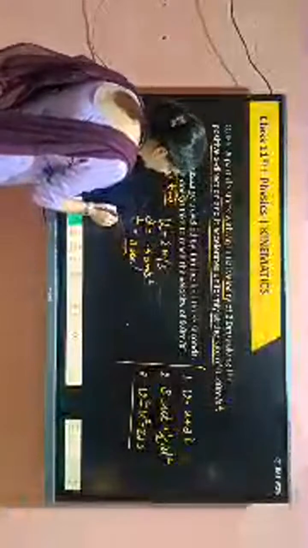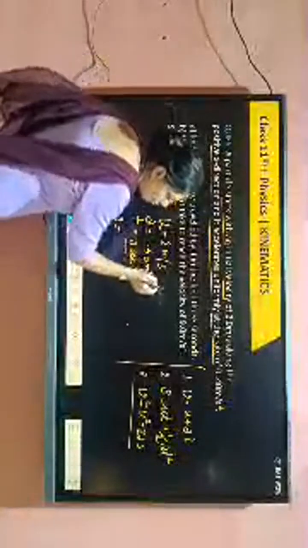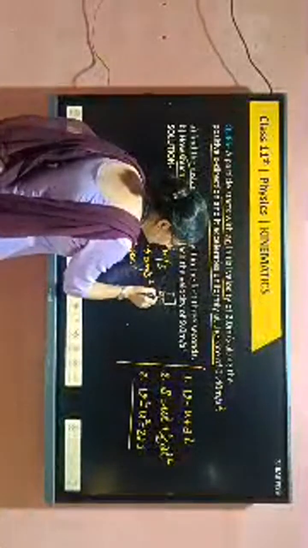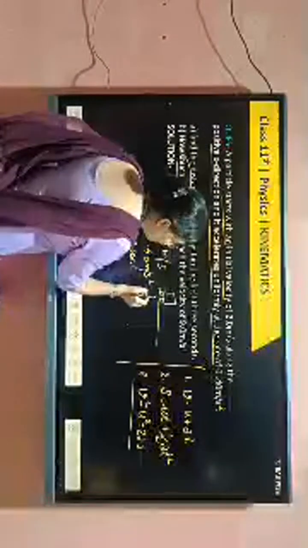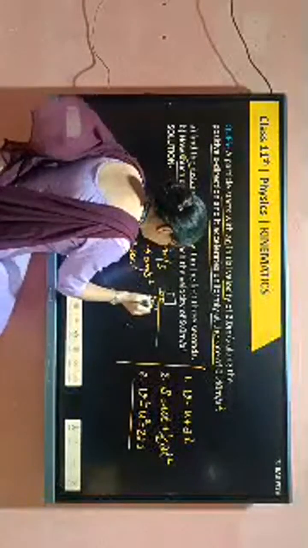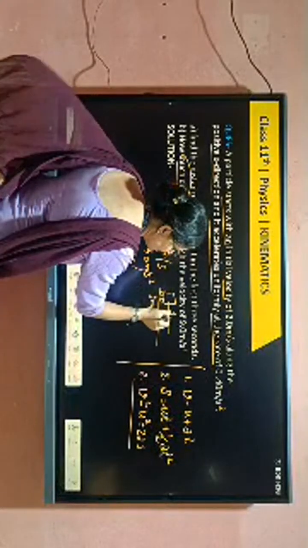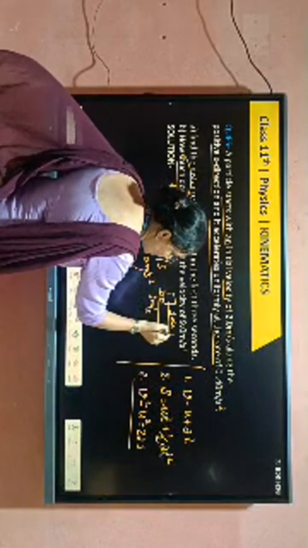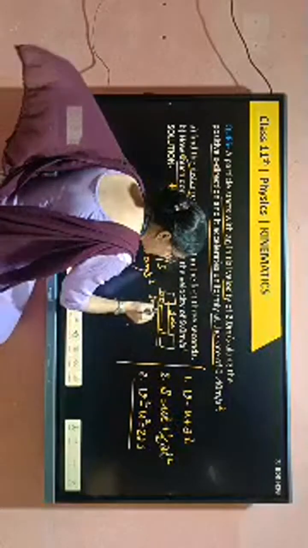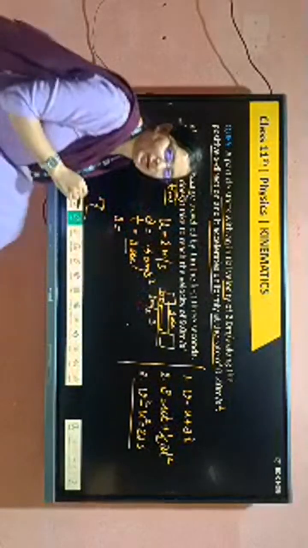Then you have to find out the distance in the first 3 seconds. Our time is given: the first 3 seconds. Then find their S. If any body is starting from here, then initially it is moving with 2 meter per second, and it travels for 3 seconds. Your time is given here, 3 seconds. Then in 3 seconds, how much distance is traveled by it from here to there? This we have to find out.